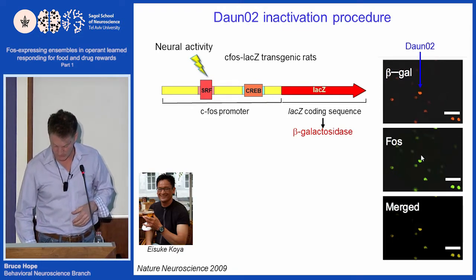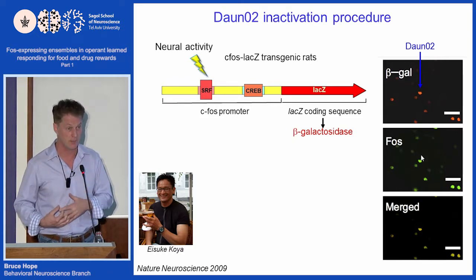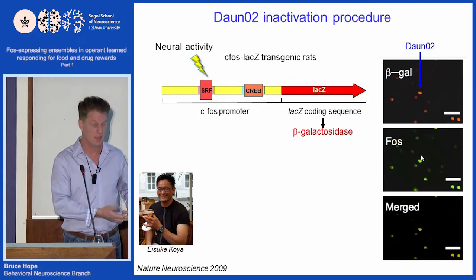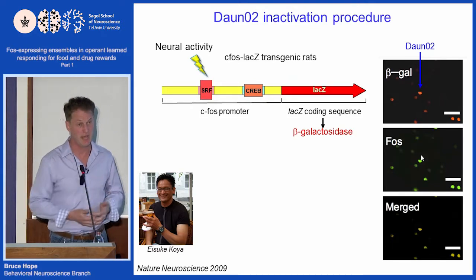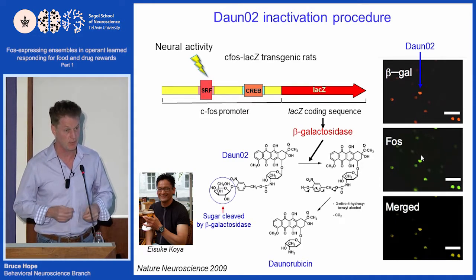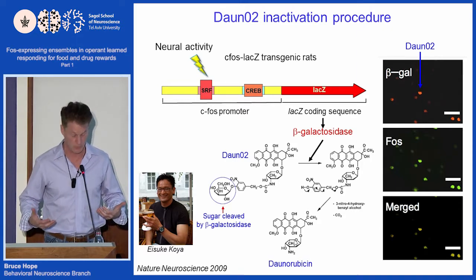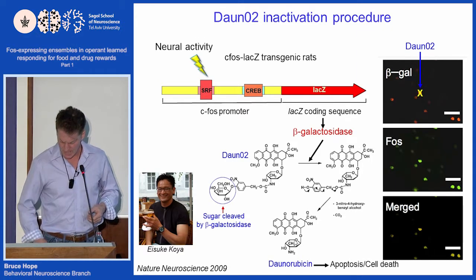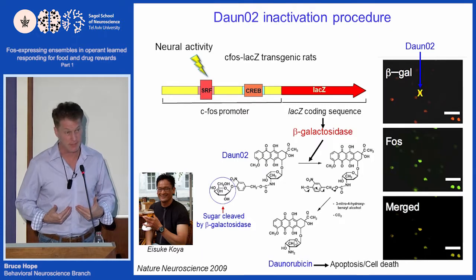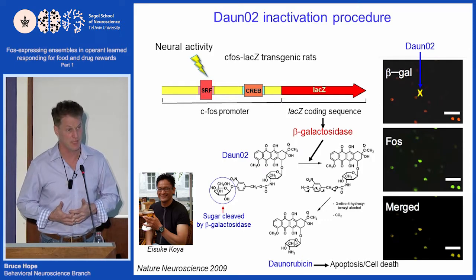Now, the other part of the story is a drug, or a prodrug, called Daun02. A prodrug meaning it is inactive in its beginning state. It needs to be activated. And Daun02 is catalyzed by beta-galactosidase found only in these strongly activated neurons. It's turned into what we call daunorubicin, which has been around forever in the cancer world for decades. And when it is created in these activated neurons, it basically kills those cells through an apoptotic method.